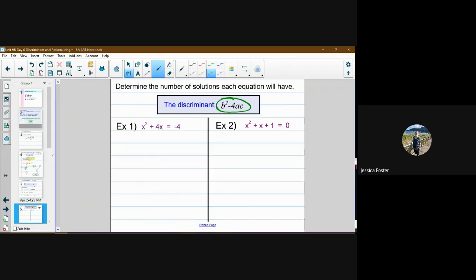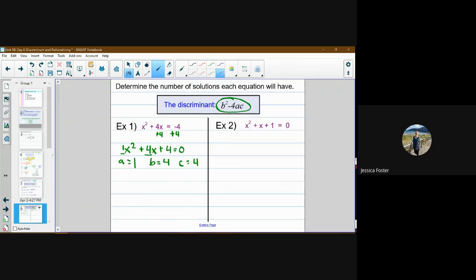So the first thing is we're going to still write this in standard form. I'll add 4 to both sides, so I can get 0 by itself on one end. So I have x squared plus 4x plus 4 equals 0. There we go. Now we've got it in standard form. My a value, well, there's nothing in front of the x squared, so it's just going to be 1. My b value is 4, and my c value is also 4.